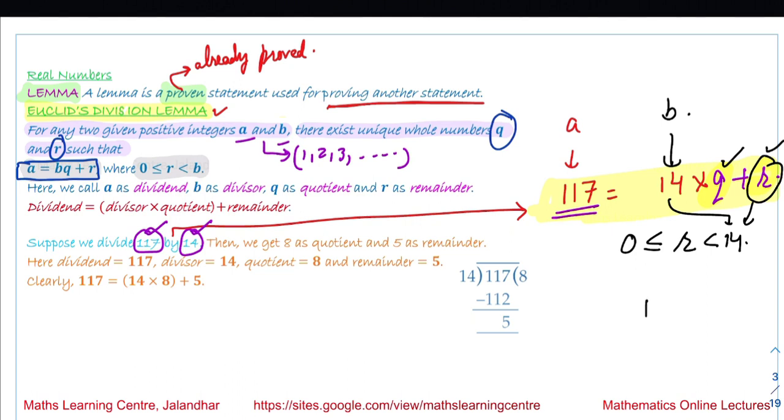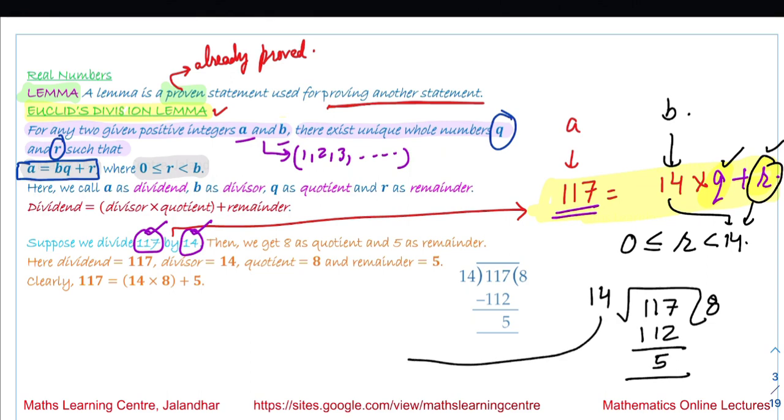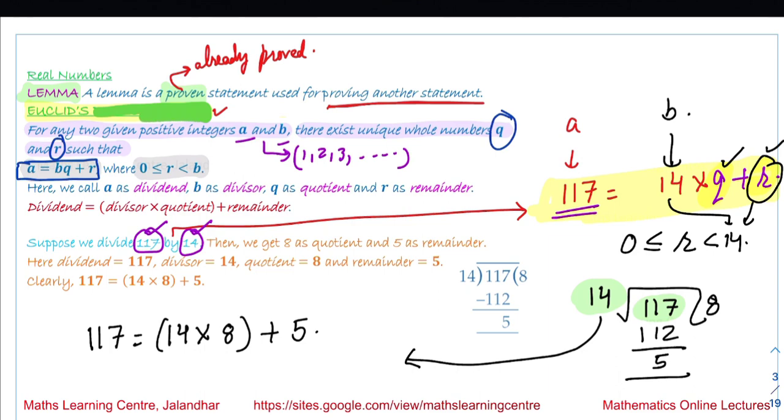We divide 117 by 14, and we know that 14 eights are 112, and the remainder we have is 5. So from this we can write 117 is equal to 14 into 8 plus 5. The two numbers we have obtained come from dividing 117 by 14, and that is why it is called division lemma.